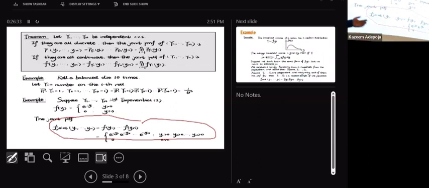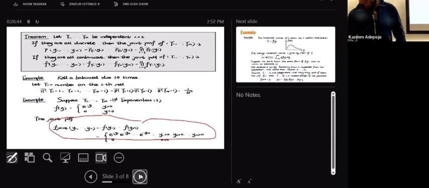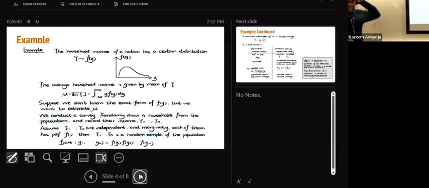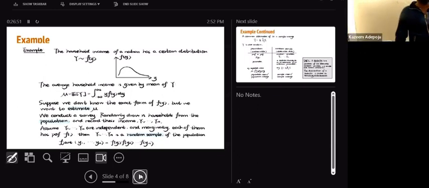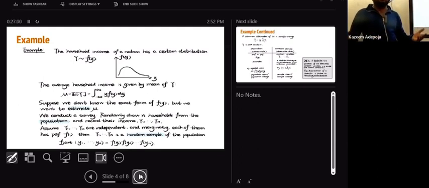Now, the example that I cited right now is a situation where you know the underlying probability distribution. Now I want to go into another example. Take a look at this. I want to talk about household income of a particular nation. The household income of a particular nation will follow a distribution. The distribution may be known or may be unknown.